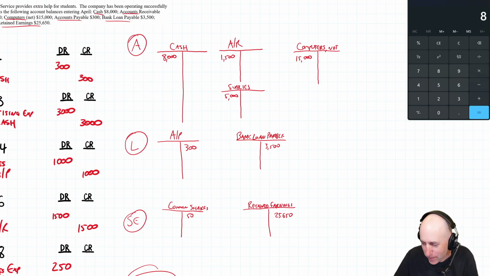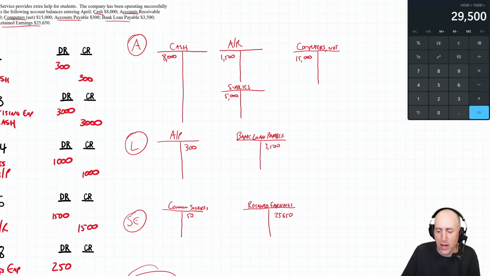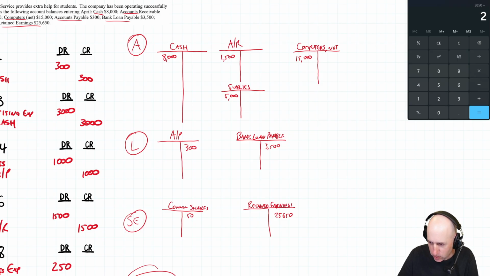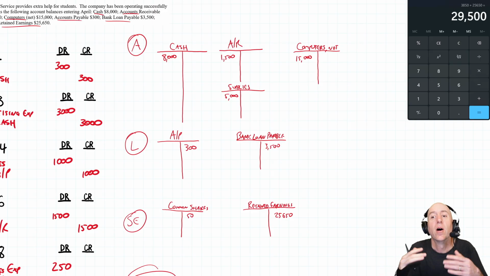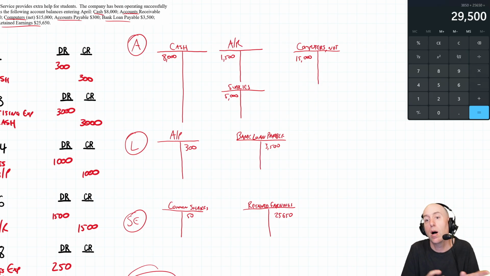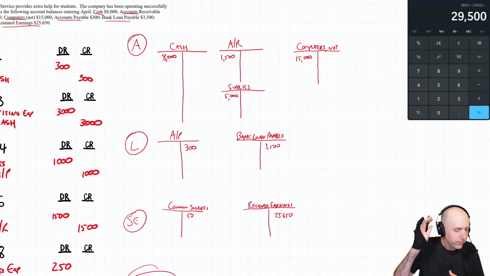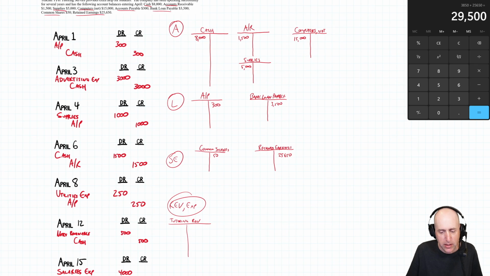So let me add up the debits. 8,000 plus 1,500 plus 5,000 plus 15,000. Okay, so my total debits, 29,500. Remember that number, 29,500. Total credits, 300 in AP, 3,500 plus 50 plus 25,650, 29,500. Debits equal credits. We are safe to continue. If your debits don't equal credits, probably you just put something on the wrong side. You put something in the credit side that should have been in the debit, or vice versa. Once we've done that, the table is set to enter our journal entries into these T accounts.